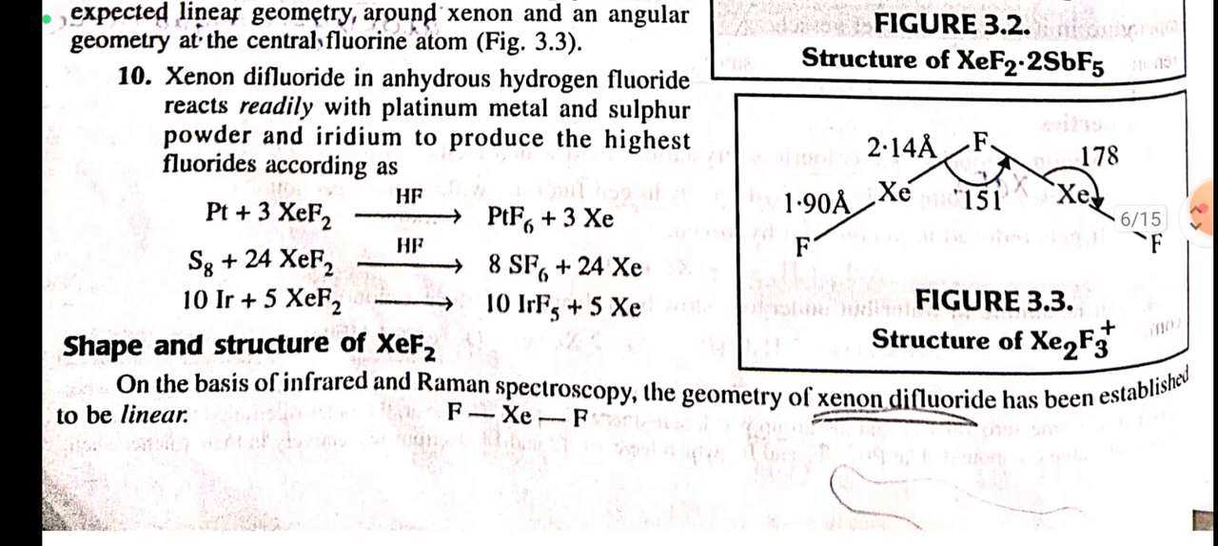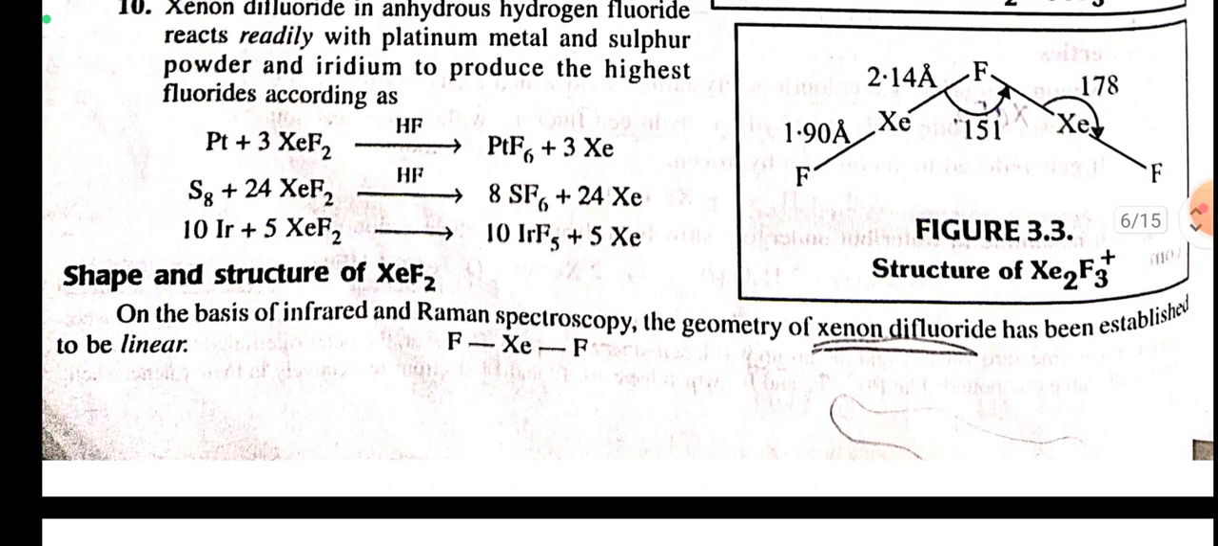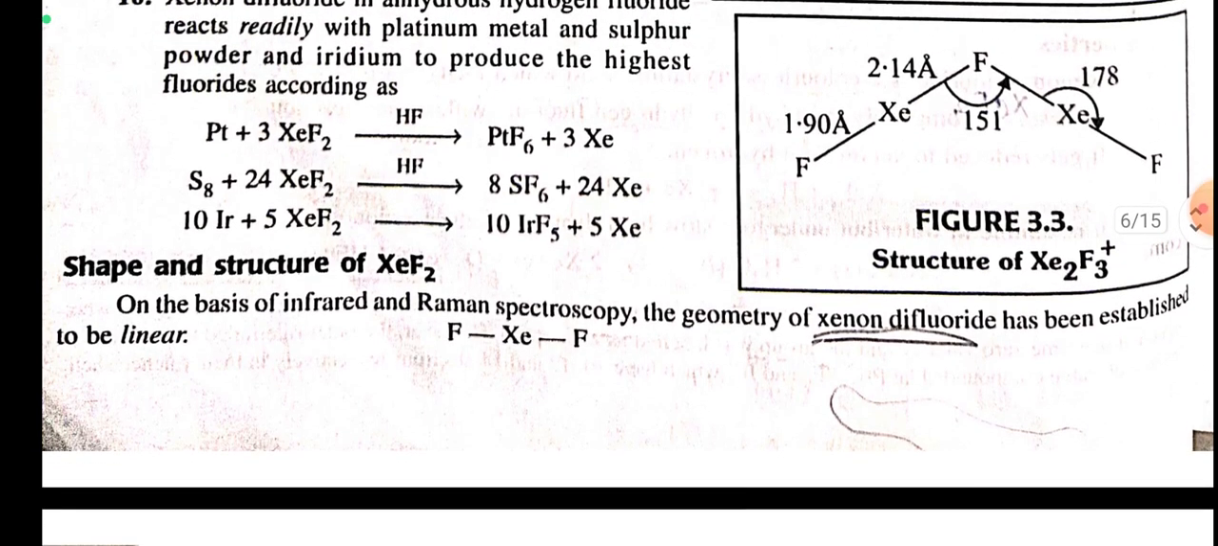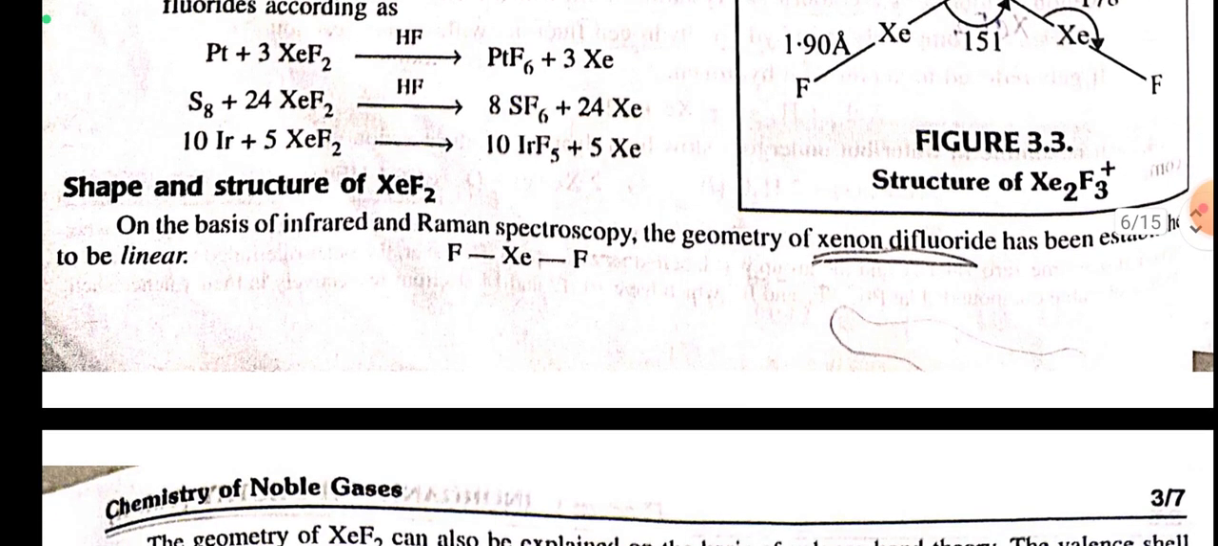Xenon difluoride in anhydrous hydrogen fluoride reacts readily with platinum metal, sulfur powder and iridium to produce the highest fluoride. For example, Pt reacts with xenon difluoride in presence of HF to give PtF6 and 3 molecules of xenon.